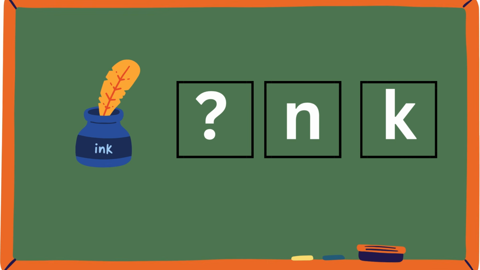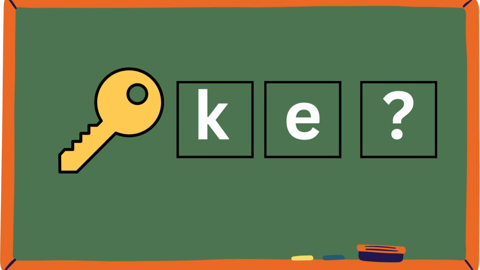So a question mark, k. Question mark, k. There's a little hint in the picture. If you said I, well, that is the missing letter. Ink. If you guys don't know what ink is, something that helps a pen write. Let's move on to the next word.